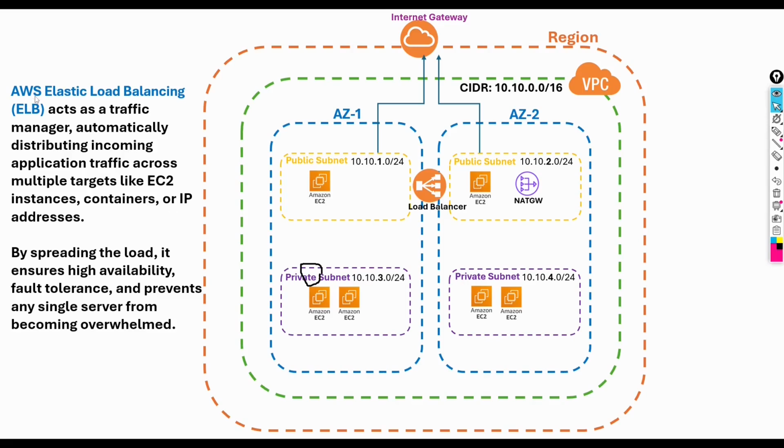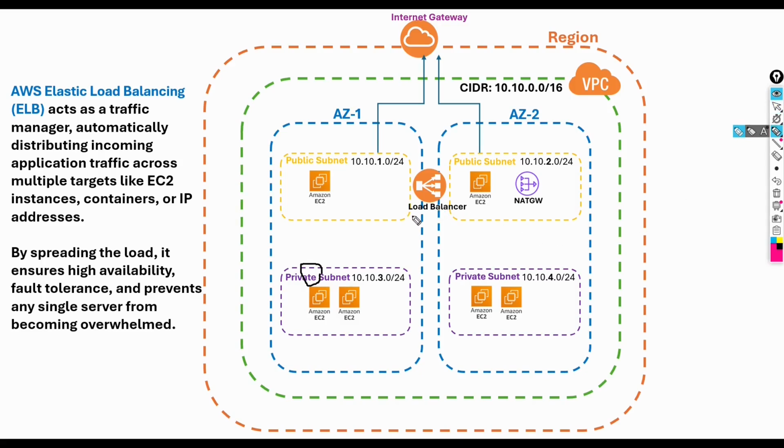Next, AWS Elastic Load Balancing. So we call it ELB. It acts as a traffic manager, automatically distributing incoming application traffic across multiple targets like EC2 instances, containers, or IP addresses. By spreading the load, it ensures high availability, fault tolerance, and prevents any single server from becoming overwhelmed. So let me show you with an example.